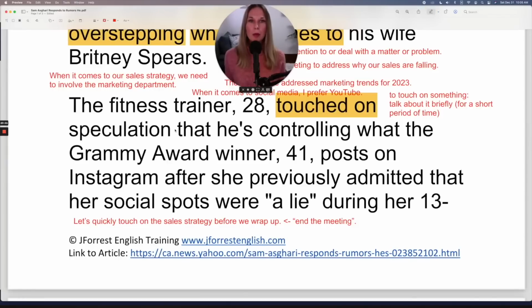Now you may be wondering what speculation is. Touched on speculation. So speculation is a noun, but we also have it as a verb, which is to speculate. So this is the noun form. The verb form is to speculate.